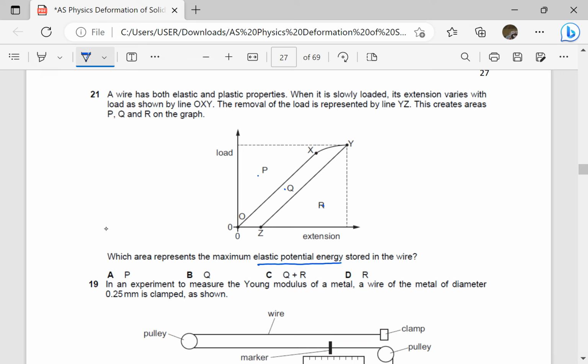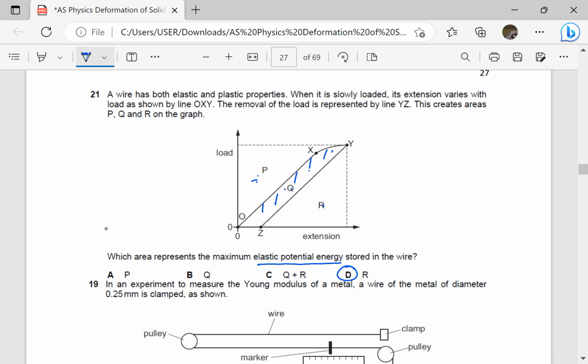Of course, the maximum elastic potential energy will be that energy which can be converted to other forms. Therefore, this one is showing the energy which cannot be regained. This one does not make any sense because it is going to be the area with the load axis. So this part here is going to show the maximum elastic potential energy stored in the wire. So the answer is going to be R. This one is the energy which is not returned.